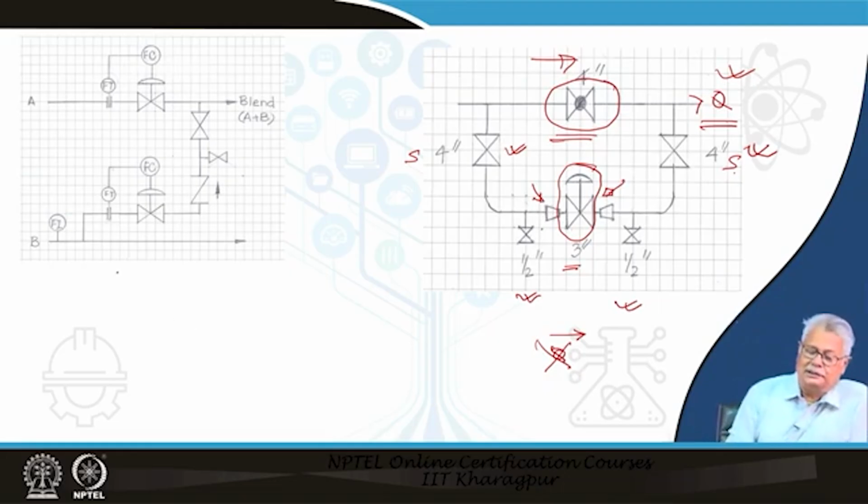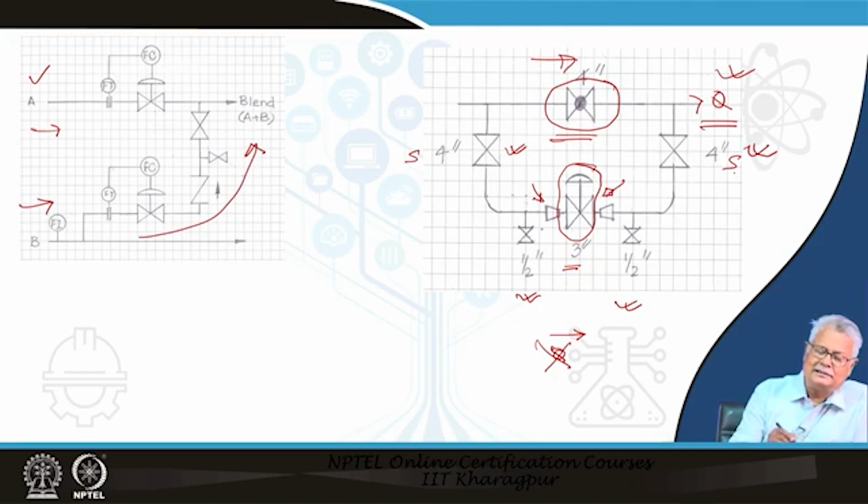The left one that you see here is basically a blending arrangement. You have a stream A which is coming from the left and a stream B which is also coming from the left. B mixes into A. The flow rate of A is governed by the flow controller and a control valve here. The flow rate of B is regulated by exactly a similar arrangement, which is a controller and a control valve.